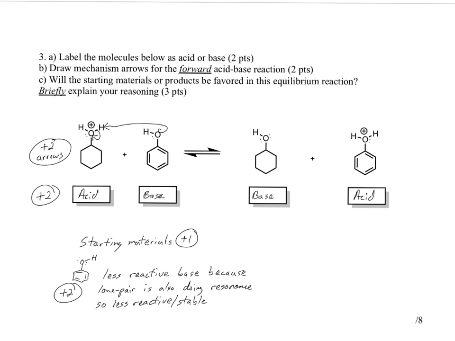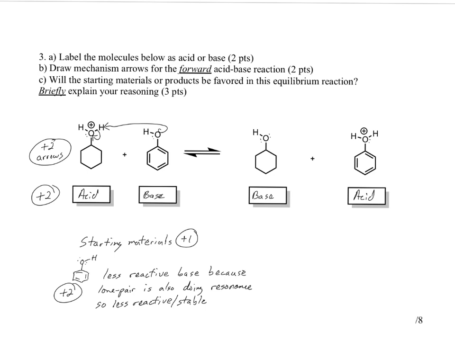What will be favored? The starting materials will actually be favored because this lone pair is less reactive because it can do resonance, right? So it makes it a less reactive base. Because of that, it's less likely to react and is more stable. So this is a less reactive base than one that's not able to do resonance. Something that's not able to do resonance is going to be more reactive. So because this is less reactive, this will be the more stable side.